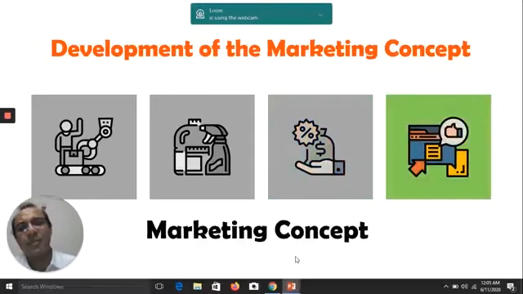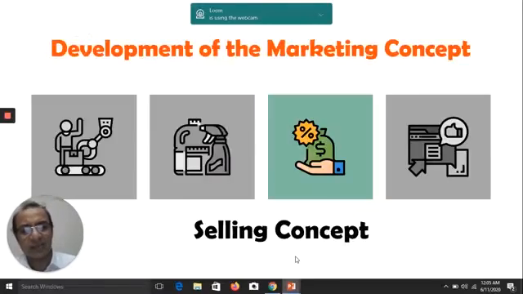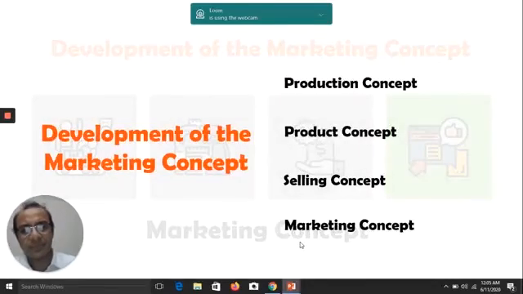And what is the last one? The last one is marketing concept. Primarily, I would like to say that marketing concept is quite different from the rest of the three concepts.